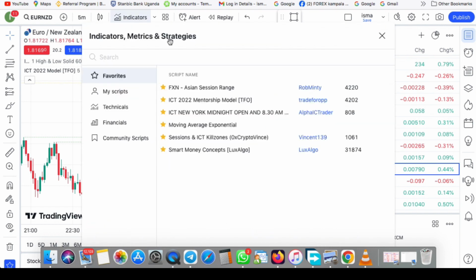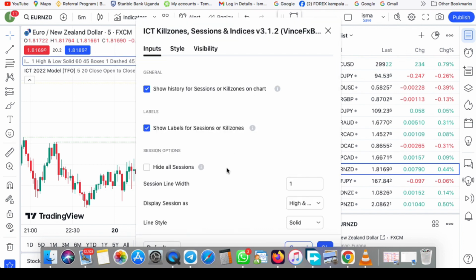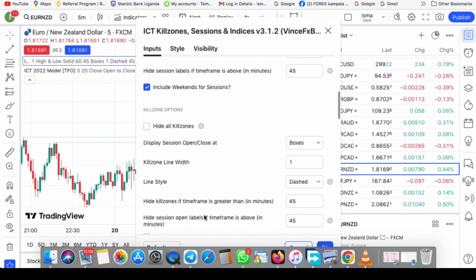Let me show you. After putting it there, you can come to settings. It will appear here. Come to the settings and make sure you remove the trading sessions. Yours will be ticked, so make sure you untick it as mine. The London session, you remove it. The New York session, you also untick, and the Asian session. Then you press OK.